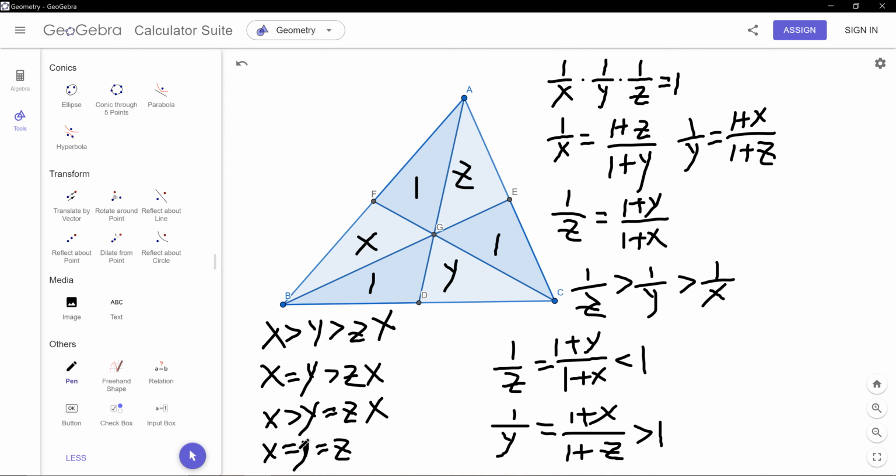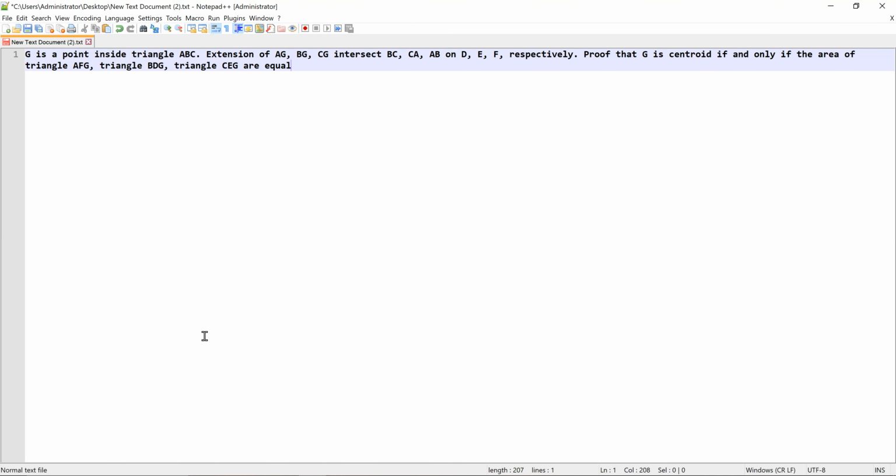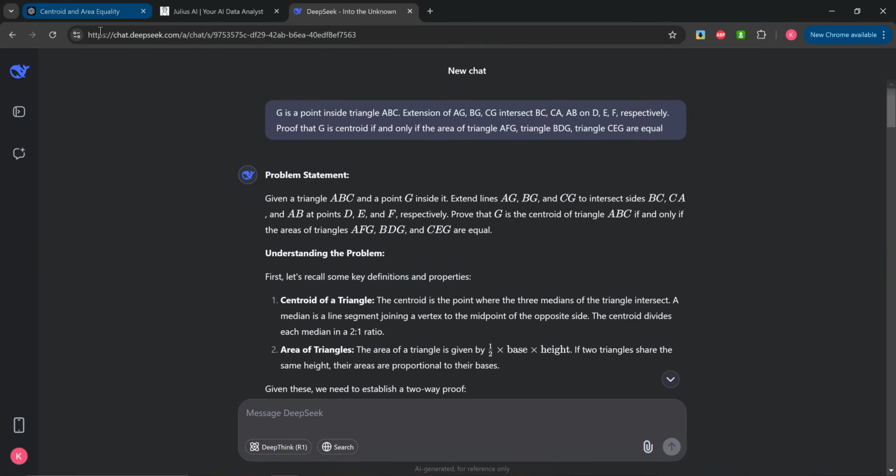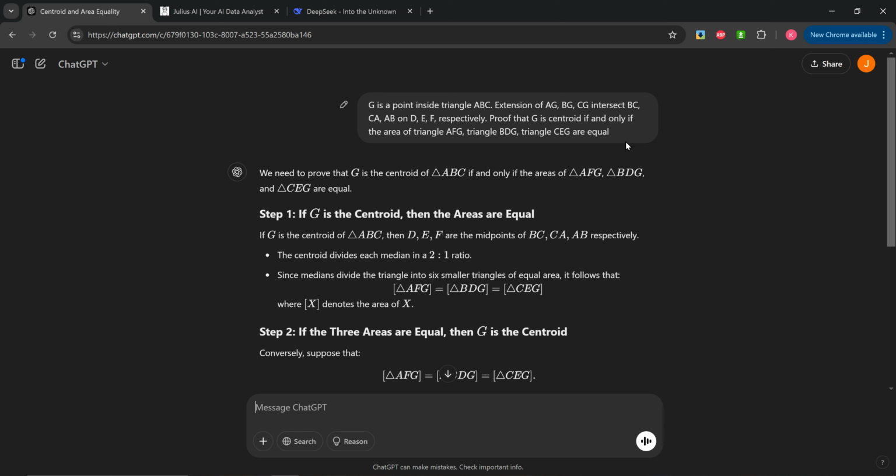That means x can only equal y equals z. So we have proved that G is the centroid of triangle ABC. Okay, that's my solution. Now let's look at the AI. I just input the problem, and let's see what the AI said.